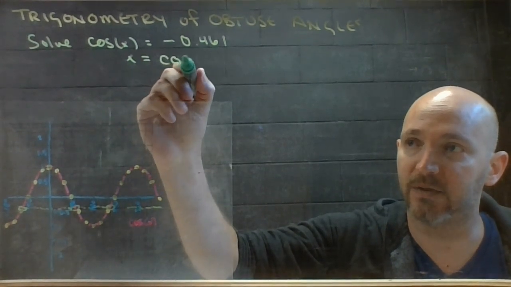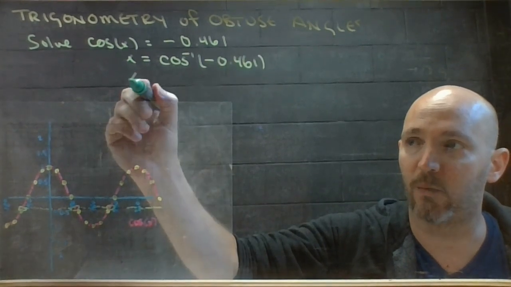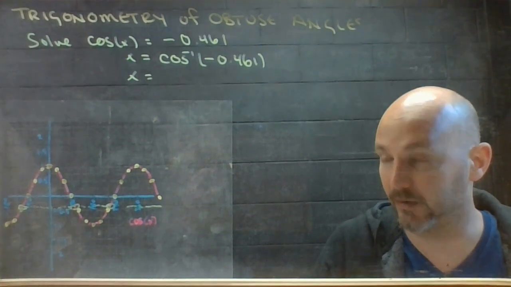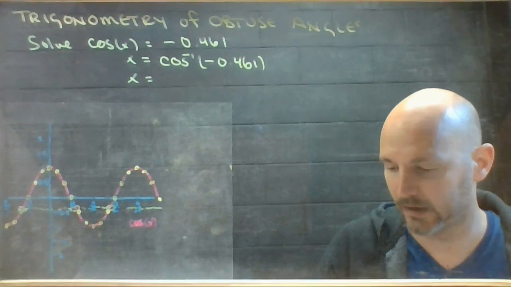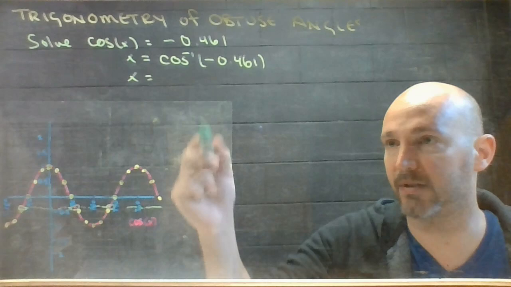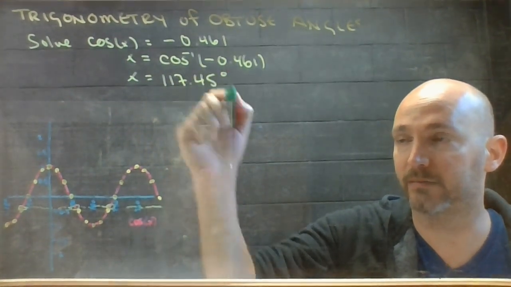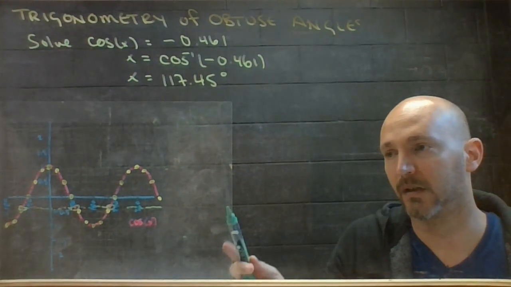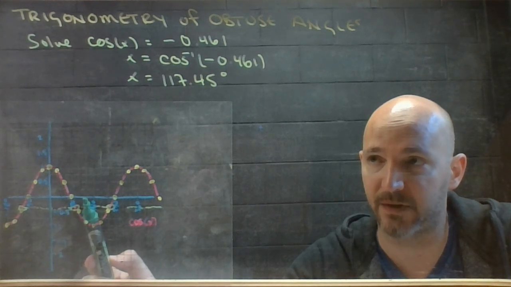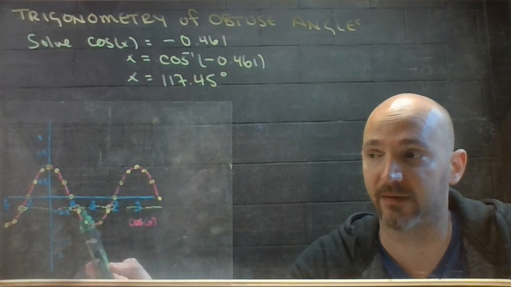So I'm going to use my arc cos to get one of those solutions. So let's see, shift cosine, negative 0.461 gives me 117.45 degrees. So if I look on my graph here, that's 90, that's 120. So I did get that solution that landed right at 117.45.